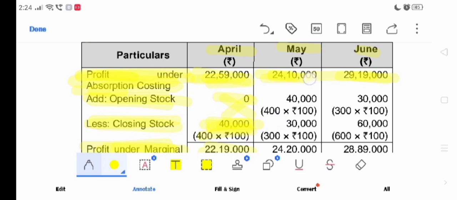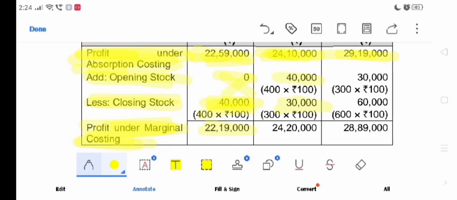And for May, it's the same. 24 lakh 10,000 is the profit under absorption costing, and opening stock is 40,000, and closing stock is 30,000. Okay, these are the above figures only. So if we add and deduct the opening and closing stock, we get the profit of 24 lakh 20,000. And same with June also. 29 lakh 19,000 is the profit under absorption costing. We add the opening stock and we deduct the closing stock. We get the profit of 28 lakh 89,000.